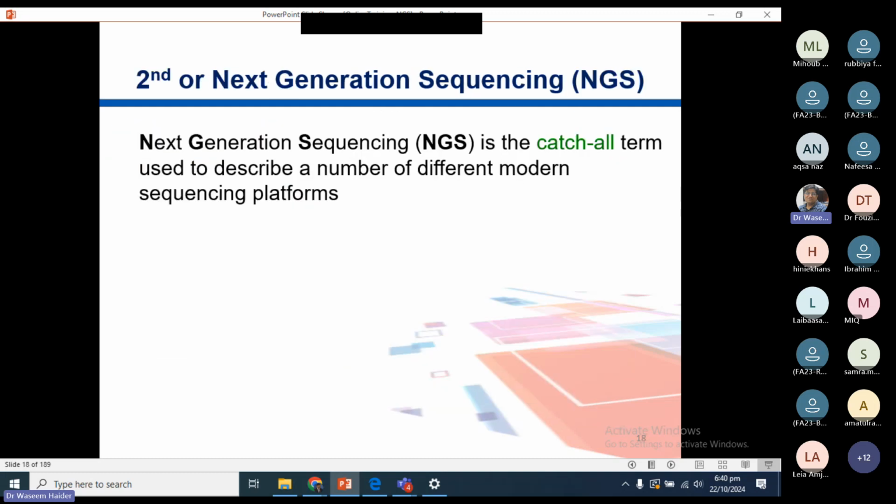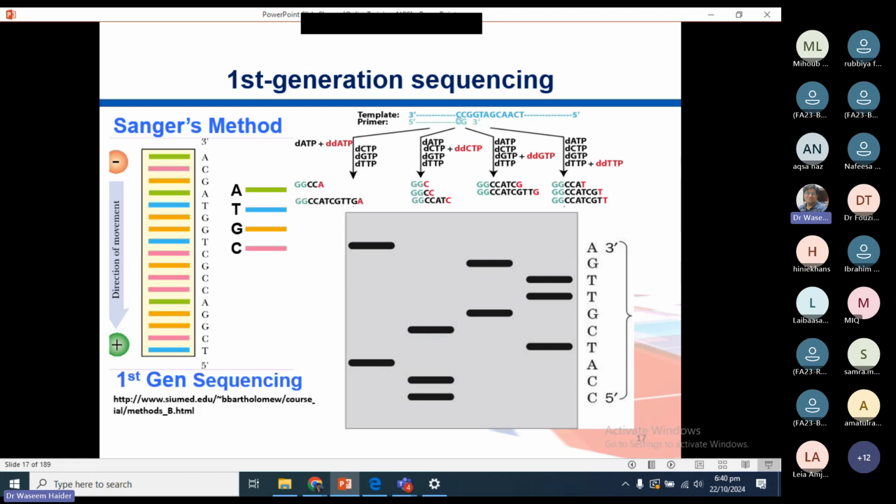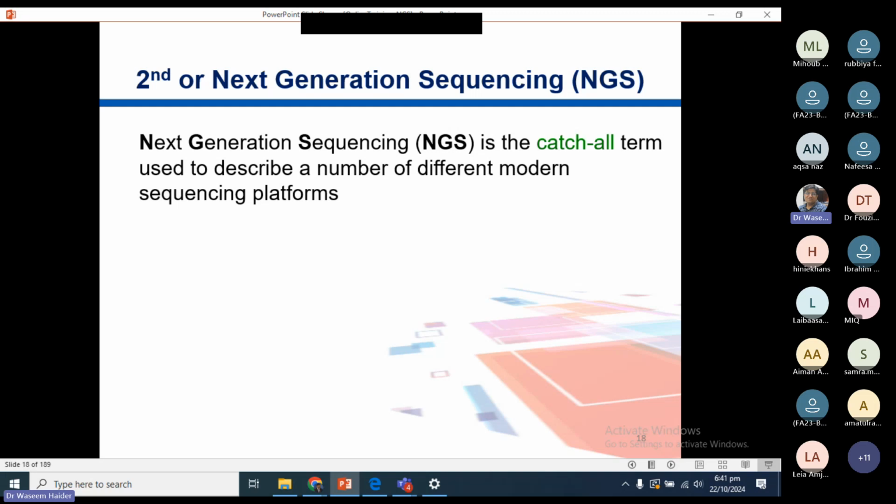If this one is next, then this one should be previous. But as we mentioned yesterday, people had a lot of respect for Fred Sanger. People call the Sanger method first generation and NGS second generation.